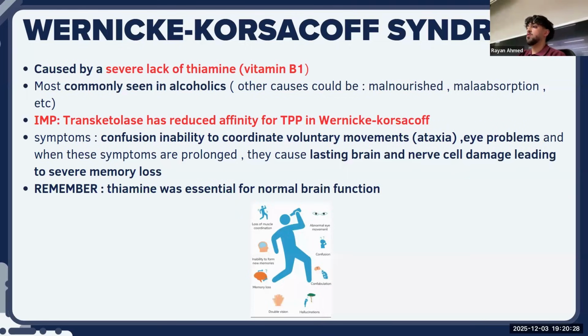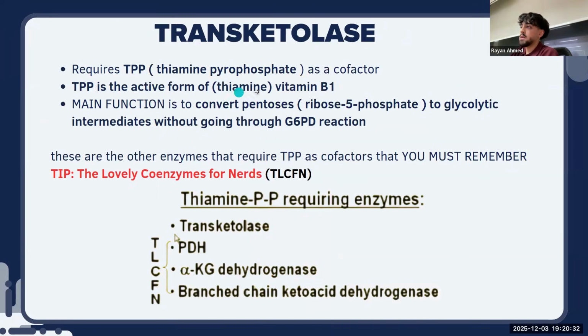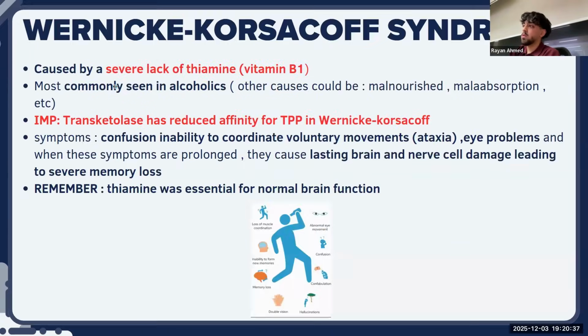Thiamine is essential for normal brain function. So look, TPP is the active form of thiamine, vitamin B1. Transketolase needs TPP. What happens in Wernicke-Korsakoff syndrome? The transketolase has reduced affinity for TPP in Wernicke-Korsakoff. They might give you a scenario where a person is confused, cannot move, is an alcoholic as well, with eye problems and brain problems as well. Just think Wernicke-Korsakoff syndrome, and they must say a severe lack of thiamine, vitamin B1.